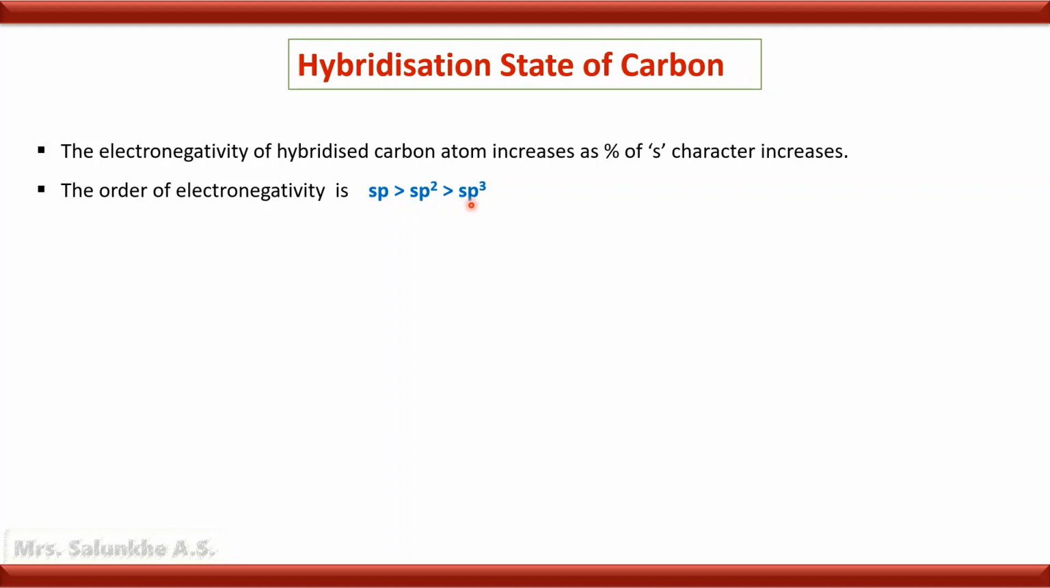This is because the percentage of s character of sp hybridized carbon is 50%. For sp2 hybridized carbon it is 33.3%, and for sp3 it is 25%. How percentage of s character is calculated, that is seen in the previous video, that is sp hybridization of carbon atom.